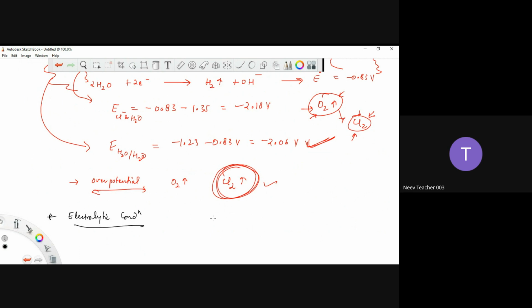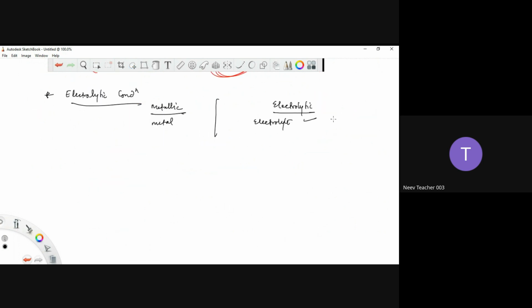If we talk about conductors, we have two types of conduction, metallic conduction and electrolytic conduction, because we are studying conduction. This one is due to the electrolyte, and this one is due to the metal. Our focus is on electrolytic conduction, but in the exam they can ask you the difference between metallic conduction and electrolytic conduction, so go through it.